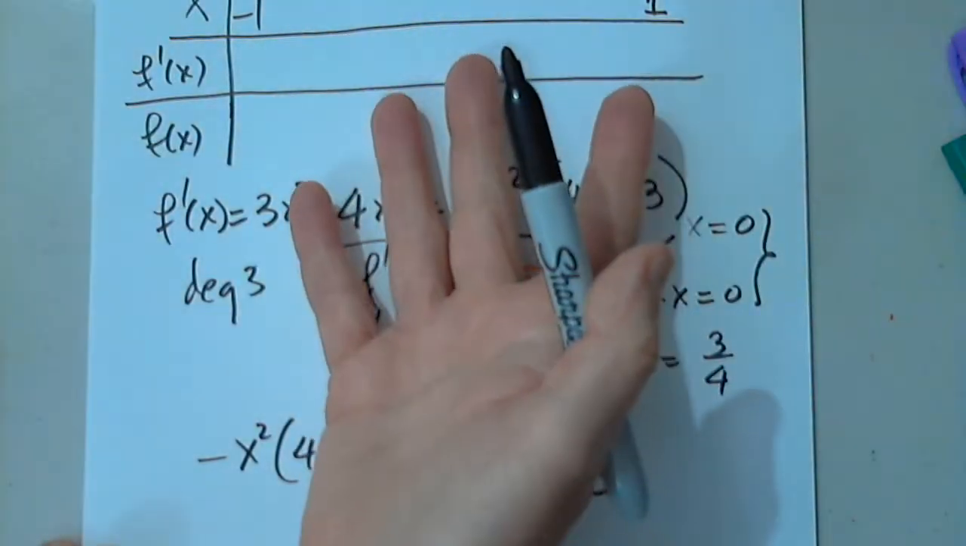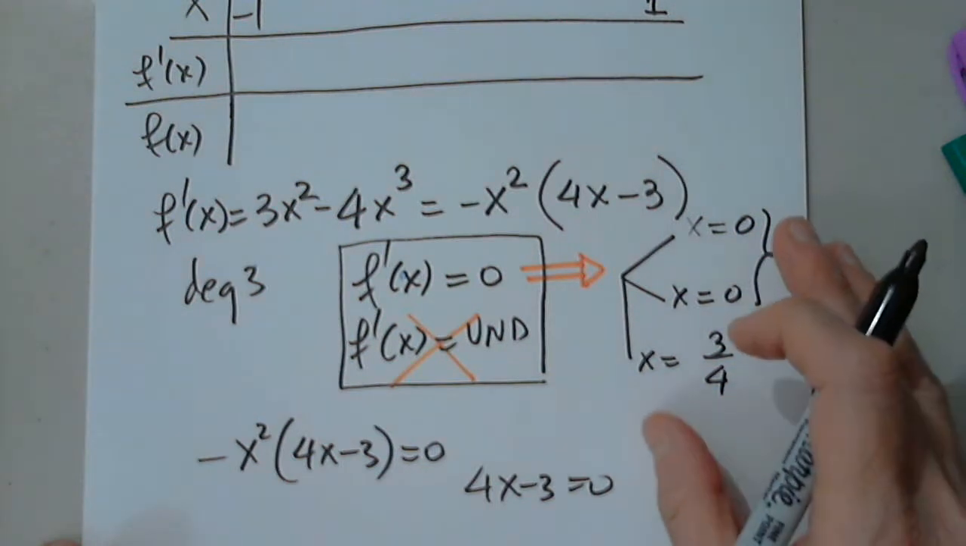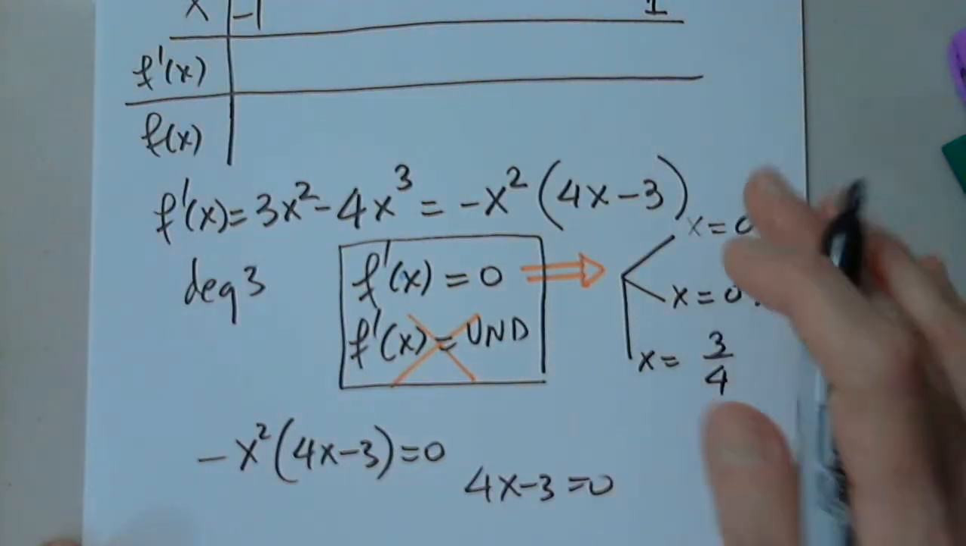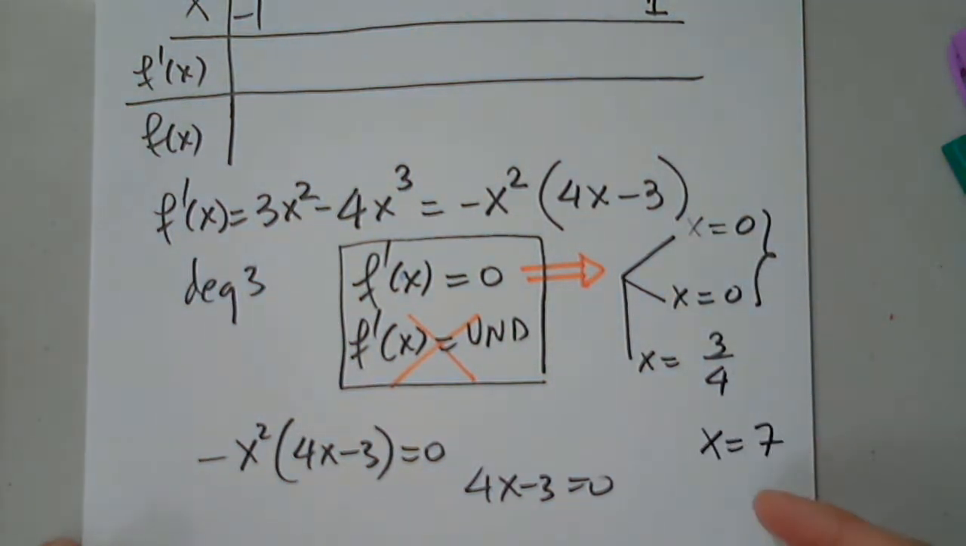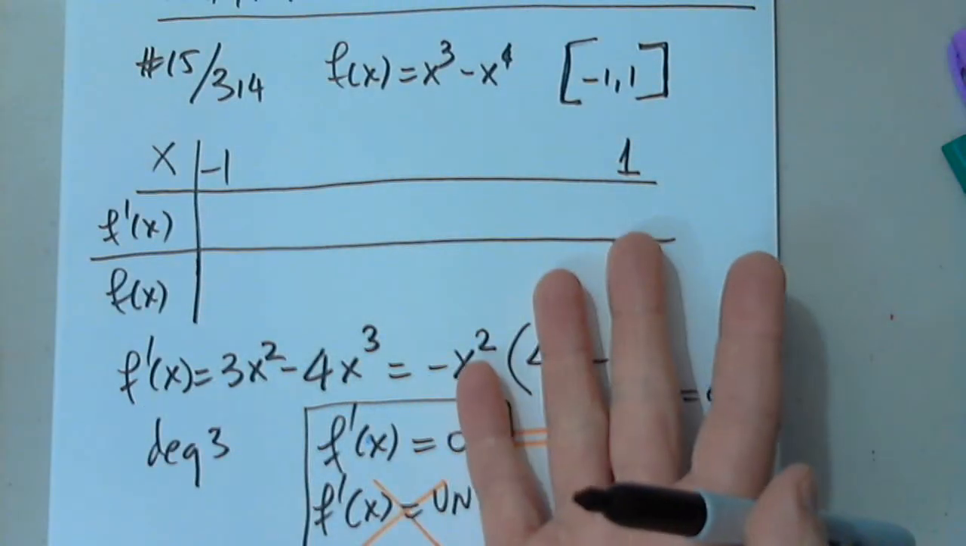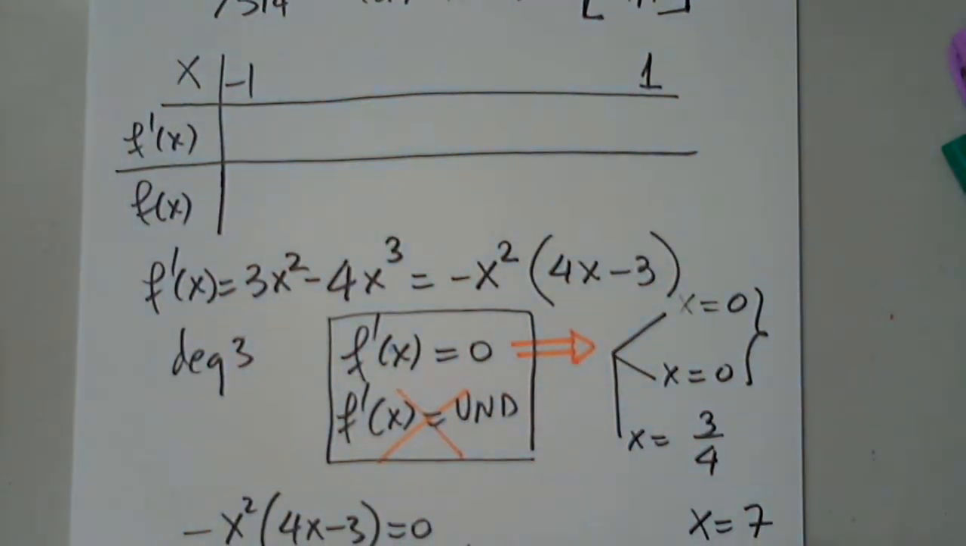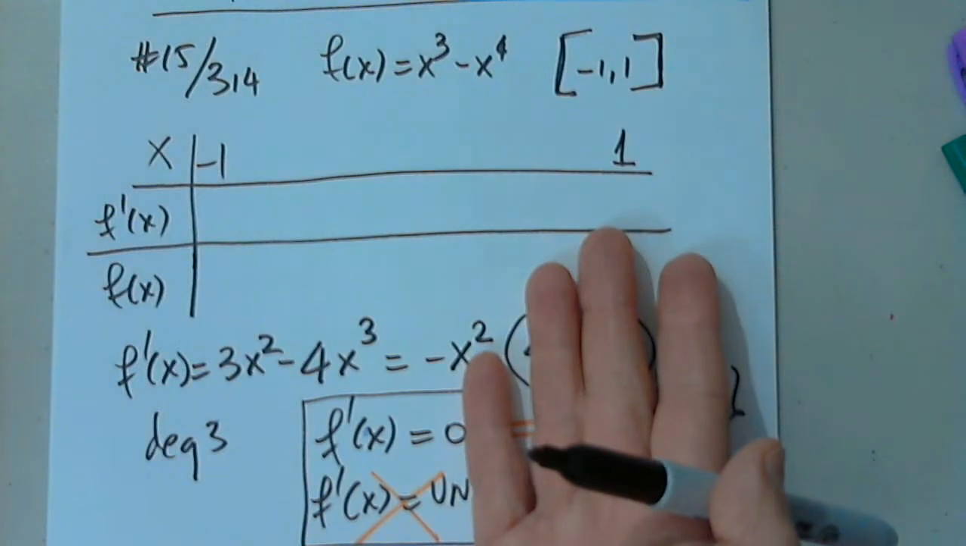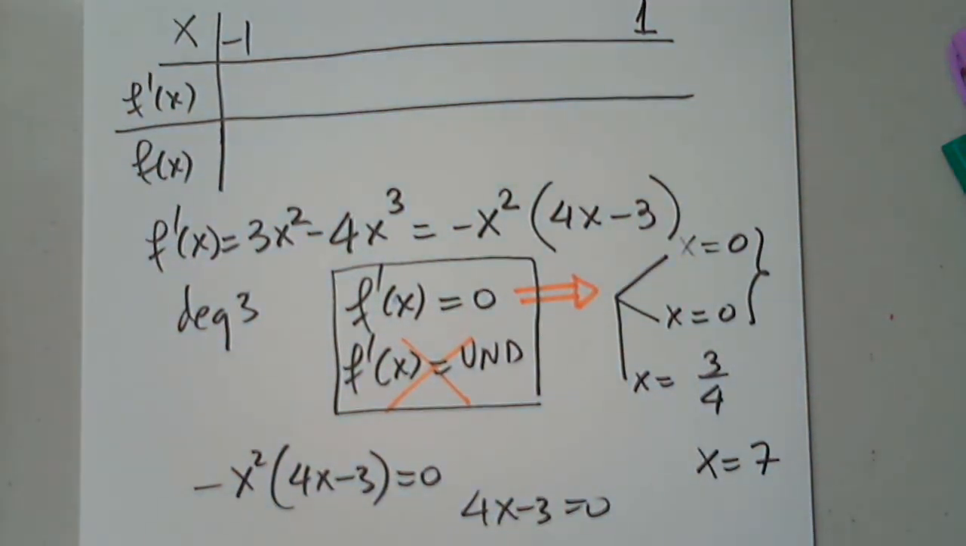These have to be put in the table if they fit. What does that mean? What if I have a solution x equals 7? There is no place to put it in. It may be a critical number, but not in the given interval. Okay? So I will put them in only if they fit in the given closed interval.